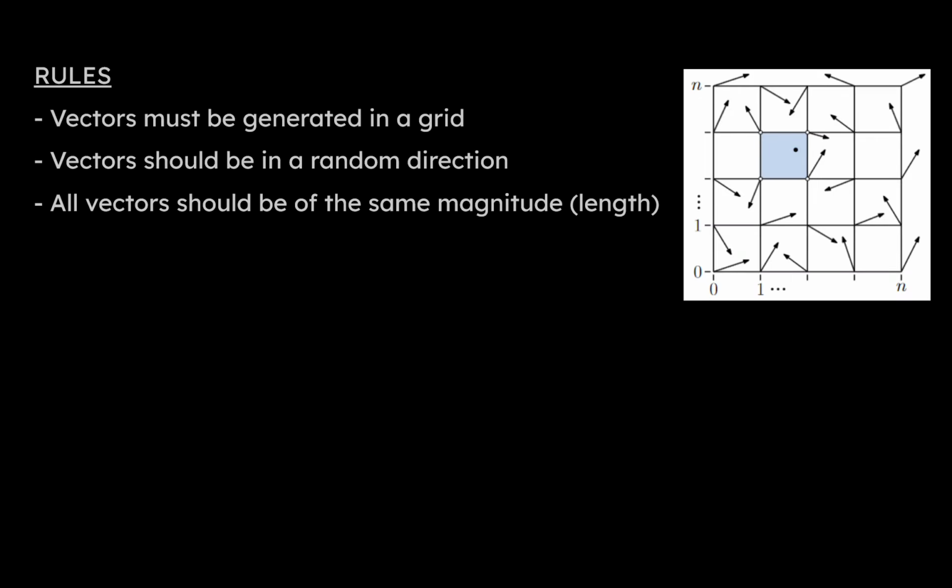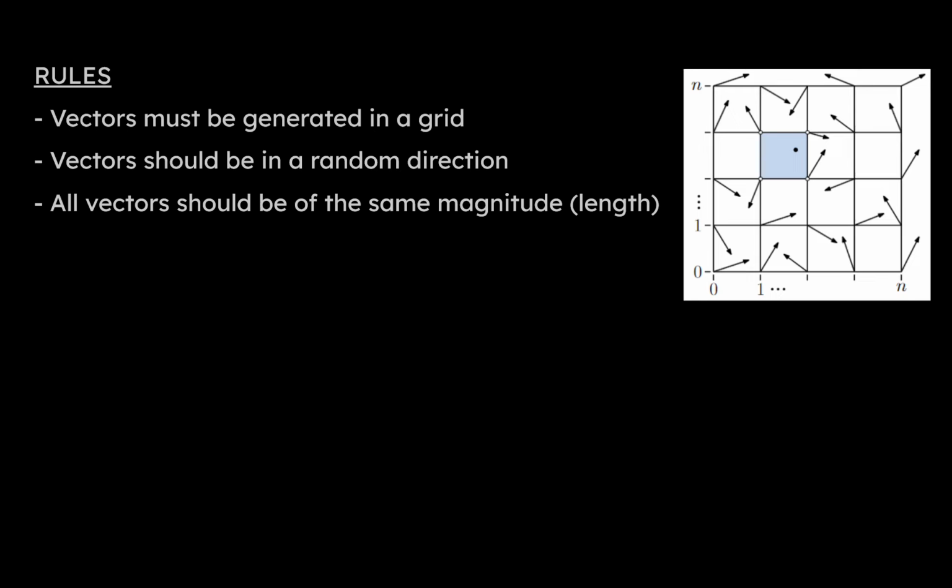Alright, let's talk about generating these gradient vectors. So we know they must be generated in a grid. Their direction should be random, otherwise our noise might be too predictable. And all of these vectors should have the same magnitude or length. This last part is a little bit more complicated than it sounds, because vectors are defined not by their angle and direction, but by the difference in x and y positions between their start point and end point. So we need a way of taking a direction and a length and turning it into x and y coordinates.